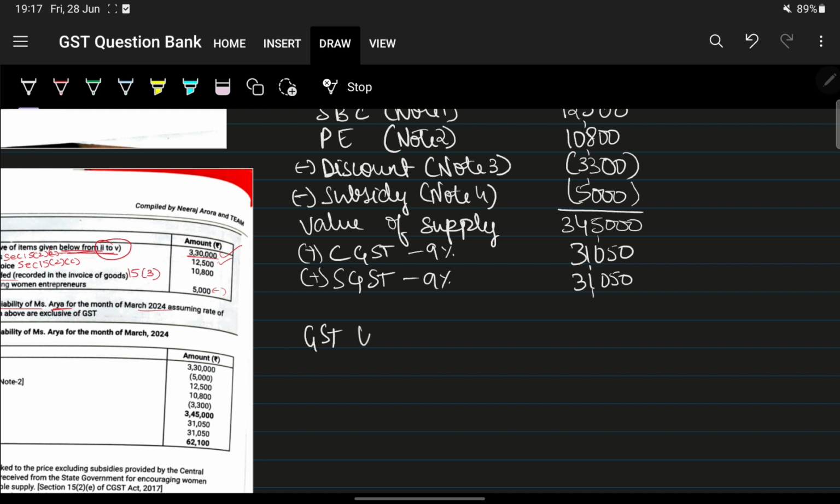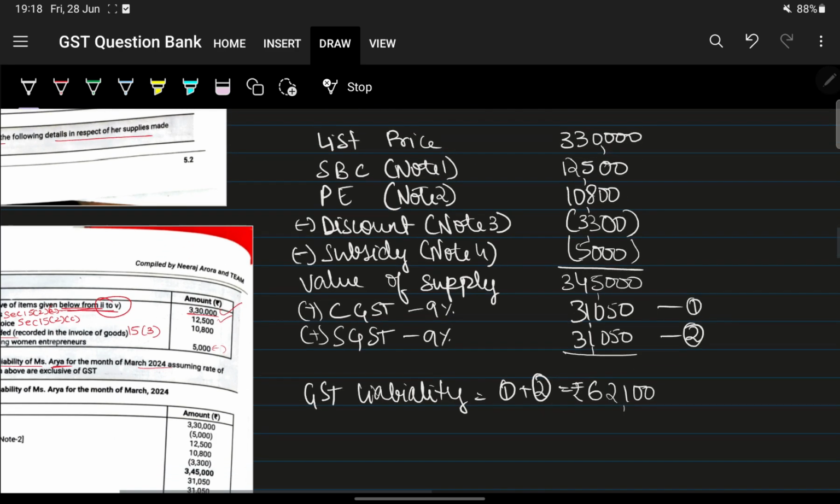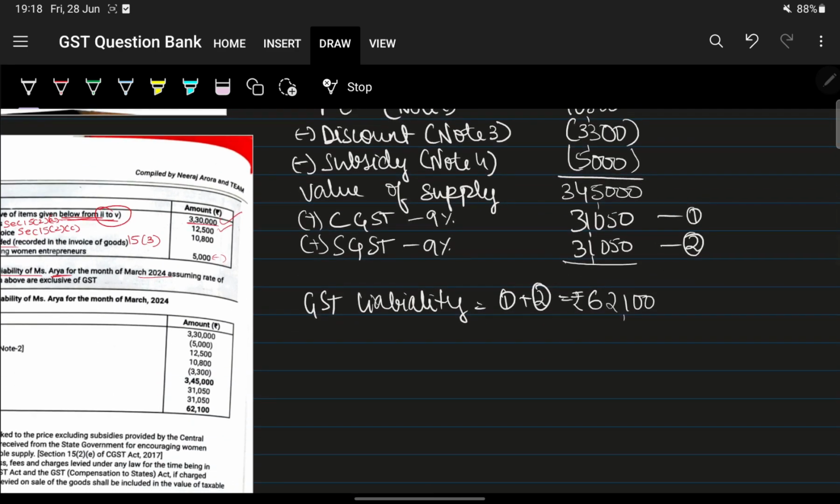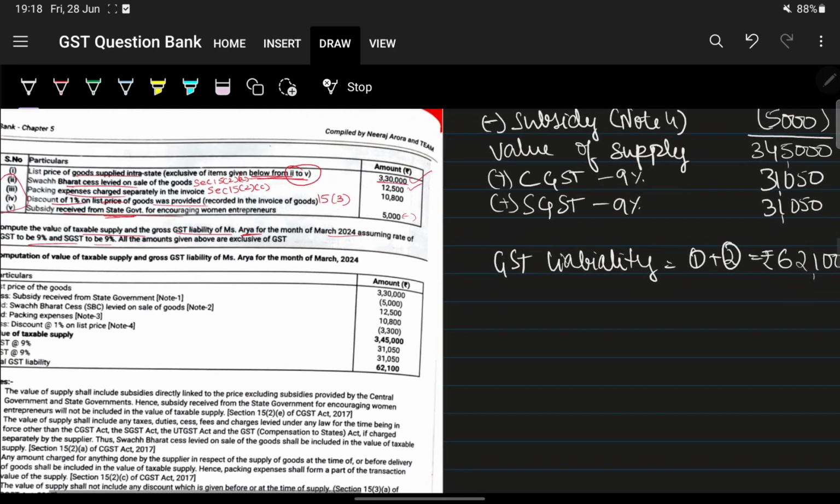Okay, next, GST liability will be, we'll just put 1 plus 2, which is equal to 62,100. Okay, clear? Oh, what will this be? This will be the final price charged to consumer. Okay, you don't have to add them. Okay, so we'll just leave it at that. Okay, cool.